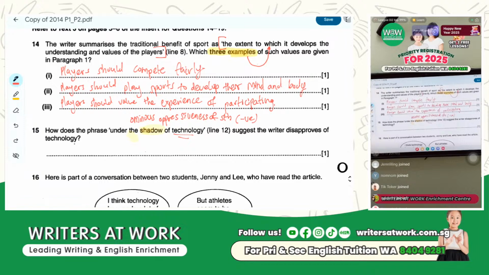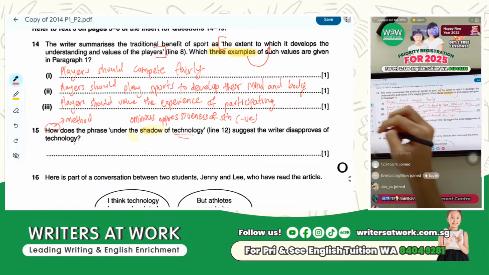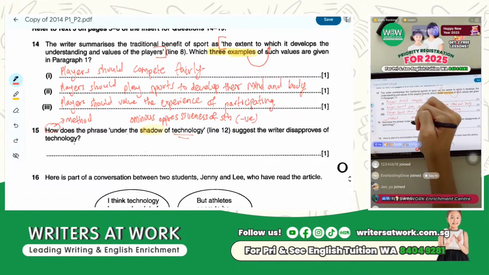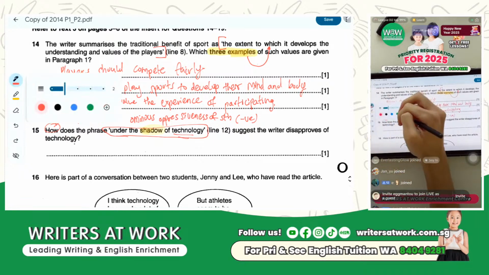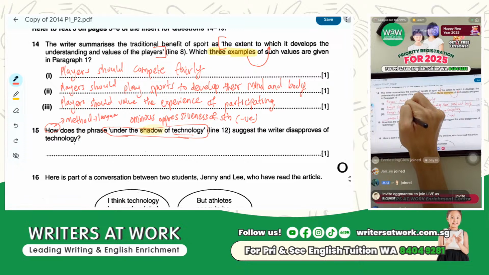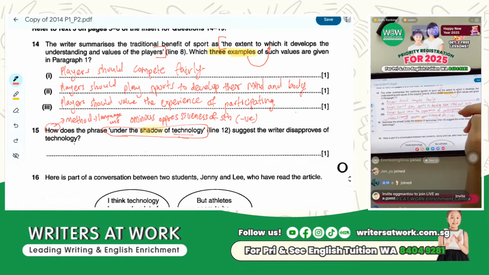Now moving to question 15. Question 15 asks, under the phrase "under the shadow of technology," what suggests the writer disapproves? So over here we're looking at a certain method, and this method has got to do with this part only. So there is nothing to look further into the text, right? In a sense, we're asking ourselves, how does the language use convey the idea that the writer disapproves? That means he's not supportive.